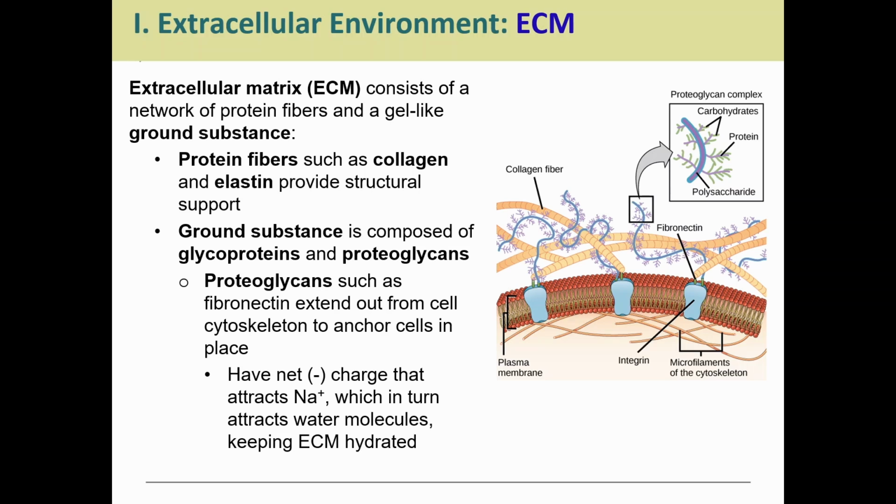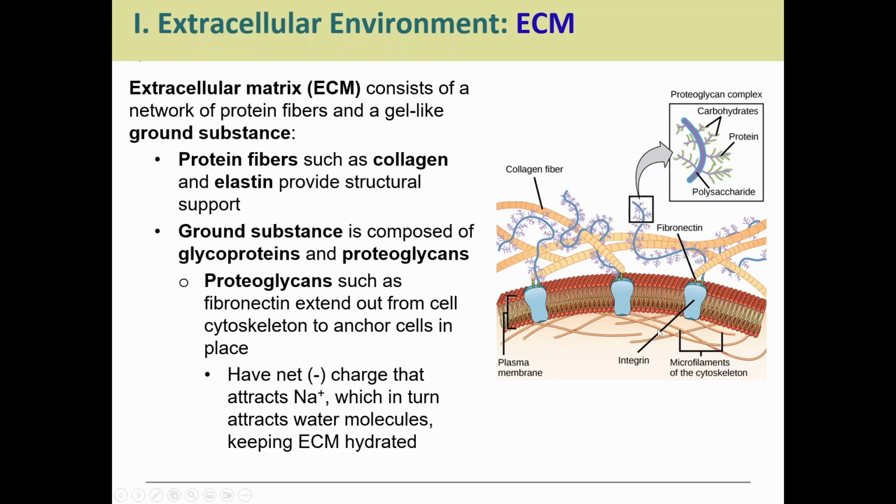And then the ground substance, the jelly-like stuff, is going to be glycoproteins and proteoglycans, right? So glycoproteins and proteoglycans will make up that ground substance. Proteoglycans like fibronectin are basically going to extend from the cell cytoskeleton to anchor cells in place. So let's take a look at how this works.